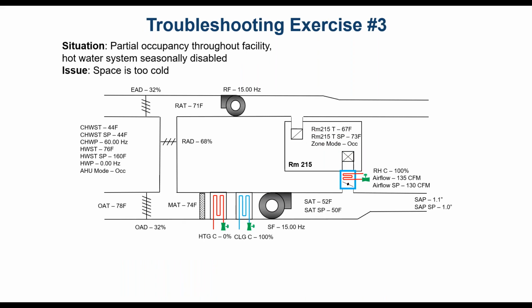Troubleshooting exercise number 3. Again, I'm going to present the problem and allow you to pause the presentation and work through it on your own. Situation: partial occupancy throughout the facility. The hot water system is seasonally disabled, so they shut down the boilers for the summer in this particular scenario. The issue was the space is too cold. Pause the presentation, refer to the sequence of operations if need be, and work your way through the methodical troubleshooting approach. And then hit play when you think you solved it.